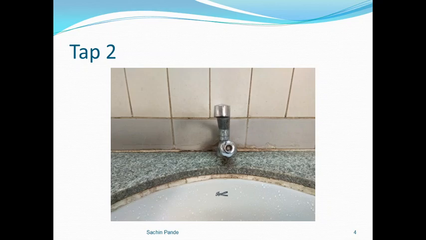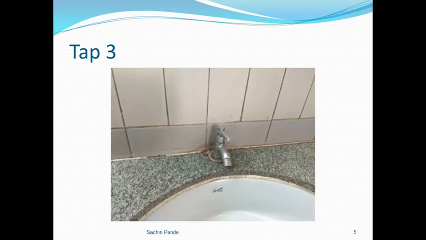This second image we call tap 2. The purpose is the same as served with the earlier tap. When you turn the knob, the water comes out of the tap, and you can use it. The difference between tap 1 and tap 2 is that the knob position for tap 2 is changed. It is in the center.